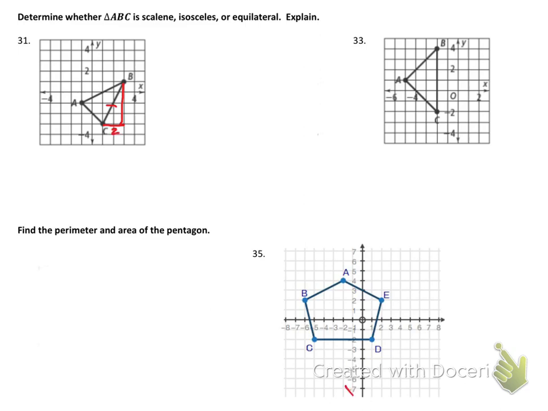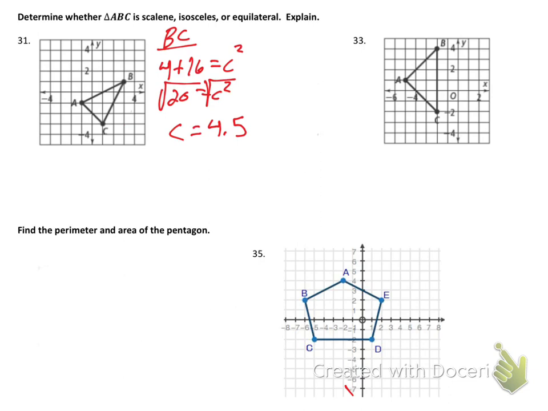So right here is 2, and then this is 1, 2, 3, 4. So for side BC, I would do 2 squared, which is 4, plus 4 squared, which is 16, is equal to C squared. And C is this line right here. So that would be 20 is equal to C squared. I would then take the square root of both of these to get just C. So then square root of 20 is equal to 4.5. All right, so I know now that B to C is 4.5, okay?